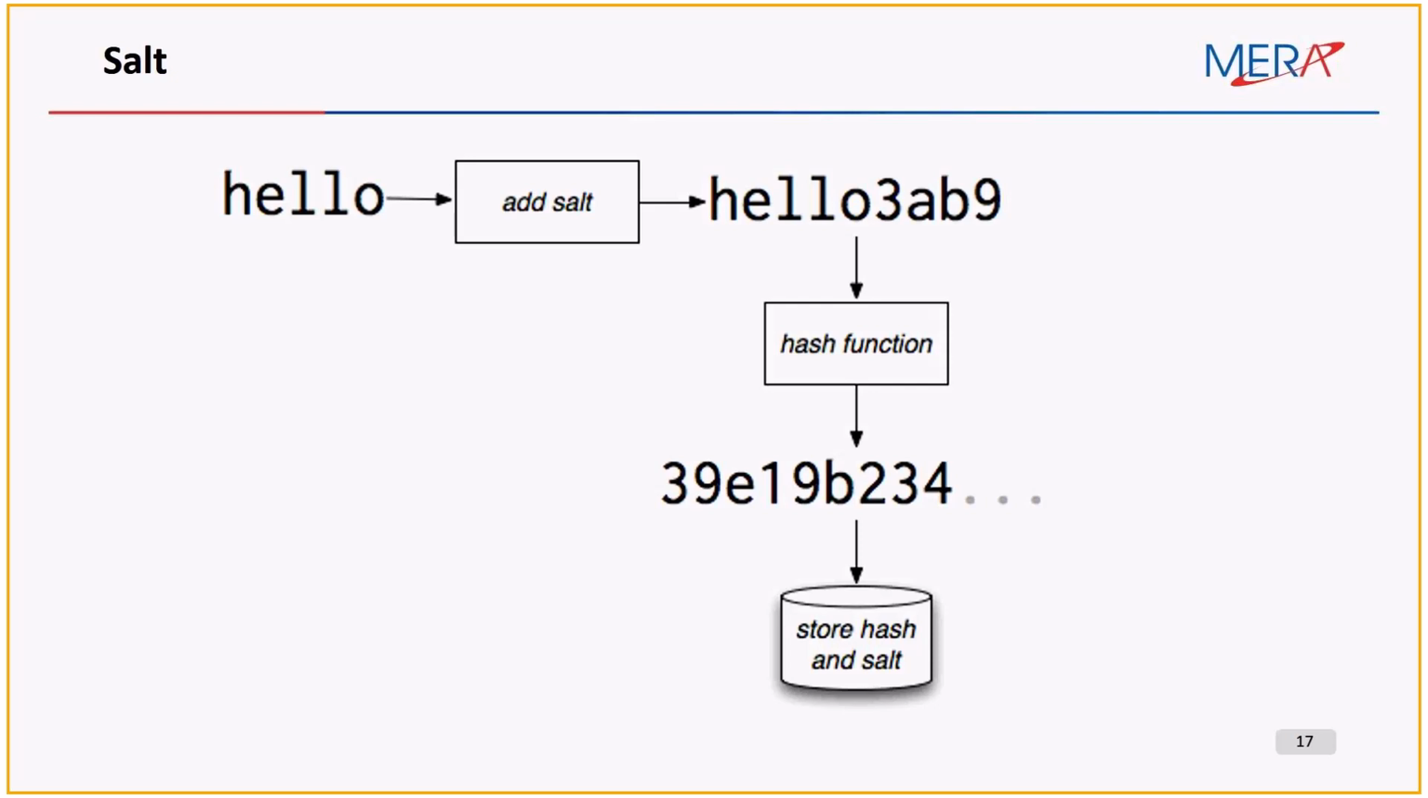So to prevent such kind of attack, SALT is used. SALT is a random set of symbols that is added to the password before it is hashed. After that, the password with SALT is hashed and the resulting hash is stored in the database together with the SALT itself. So SALT is not a secret, and this prevents an attacker from creating a dictionary with all possible passwords.